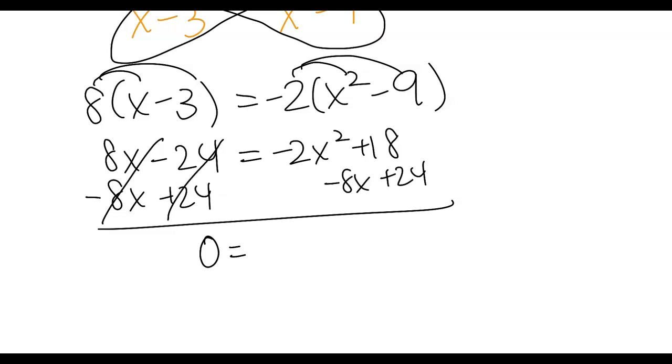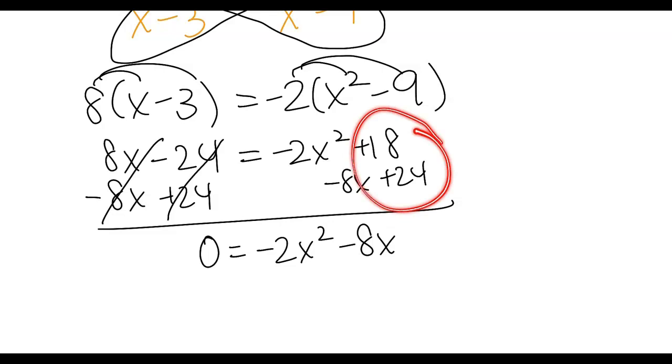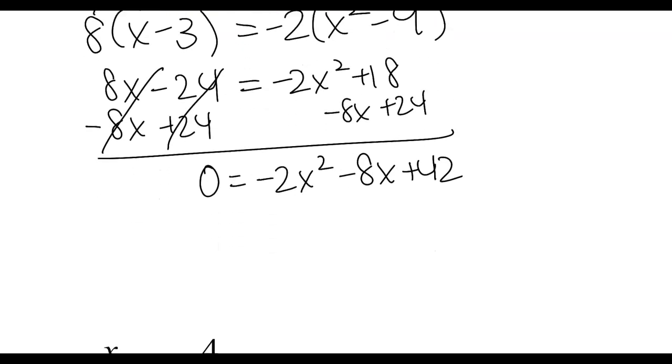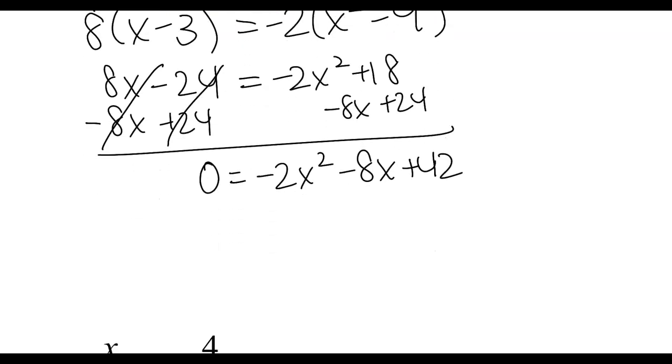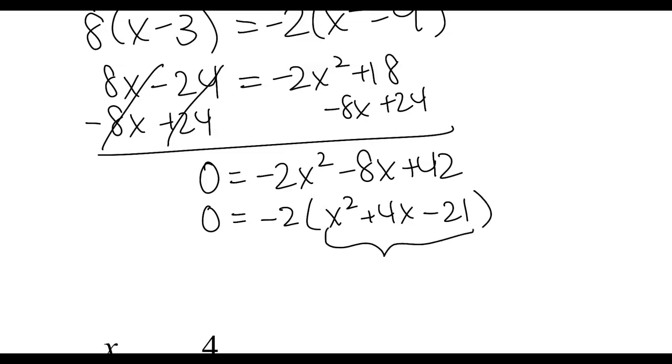So we have 0 equals negative 2x squared minus 8x, and then 18 plus 24 is going to give you positive 42. One thing you should notice here is that between all of these numbers, the 2, the 8, and the 42, you can factor out a negative 2. That negative you should definitely factor out first because you don't want this to be negative. So I'm going to leave in the parentheses an x squared. Every sign in here will switch its sign. So the negative x squared becomes positive. This will now be a positive 4x and a negative 21. This is what I'm going to factor.